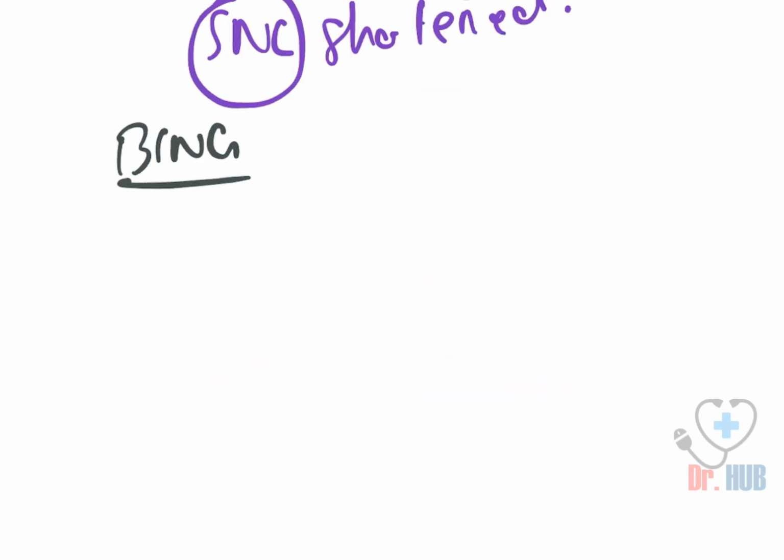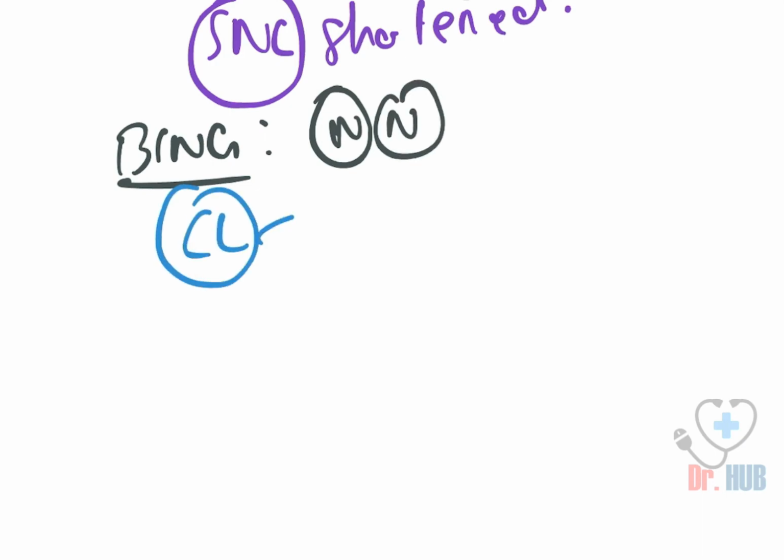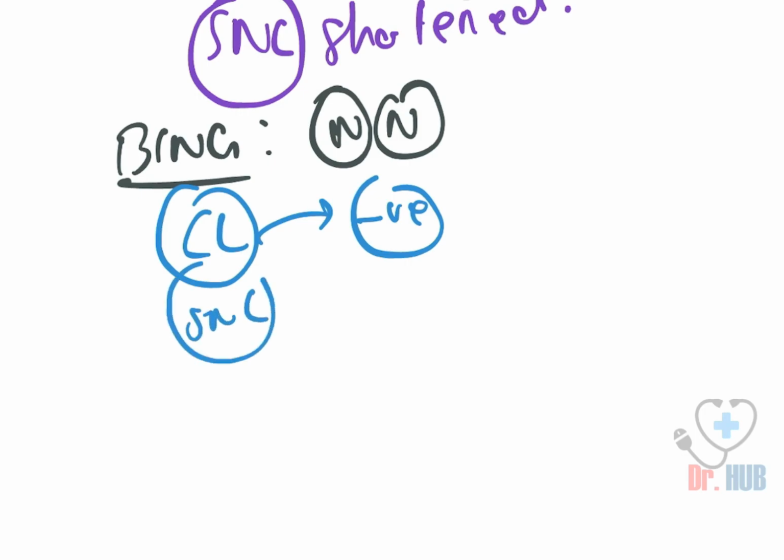Then we move on to the Bing test. The Bing test is normal in the normal ear. Next, looking at the conductive loss, the Bing test is negative. Then looking at the sensory neural loss, the Bing test is positive.